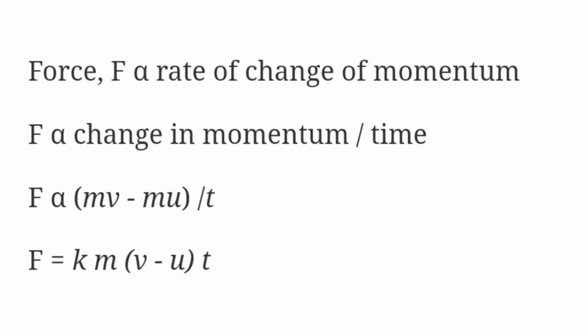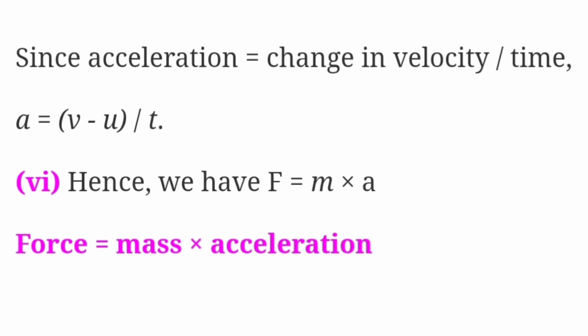Force F is proportional to the rate of change of momentum. F is proportional to change in momentum by time. F proportional to mv minus mu by t. F equal to km (v minus u) by t. Since acceleration is change in velocity by time, a is equal to (v minus u) by t. Then sixth one, hence we have F is equal to m into a, force is equal to mass into acceleration.